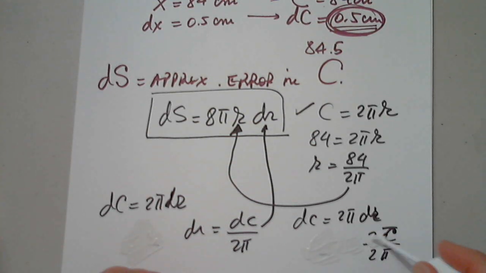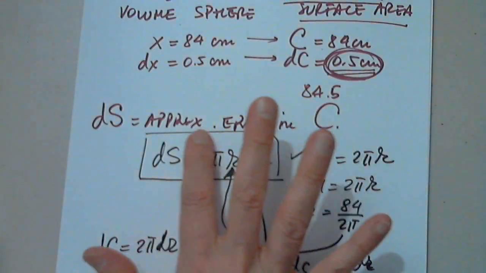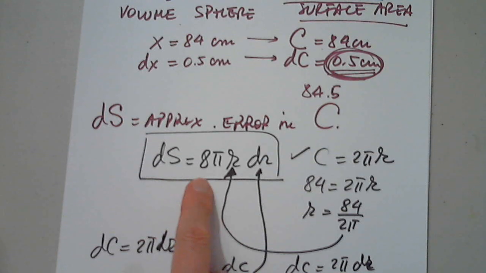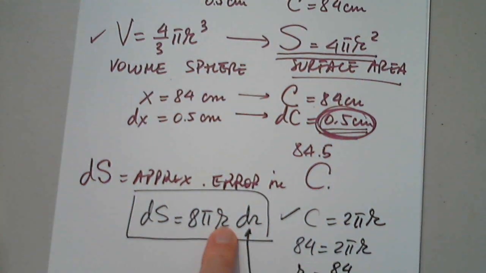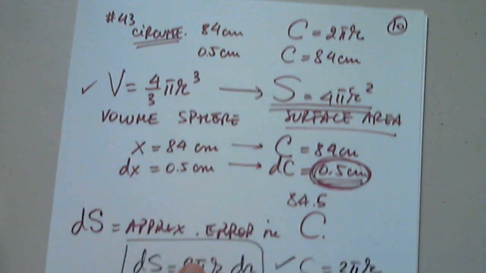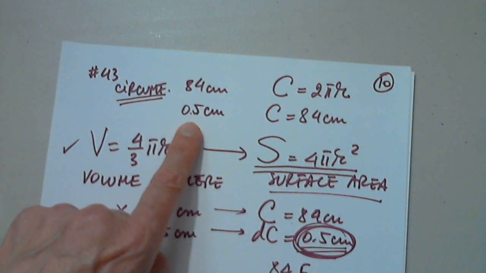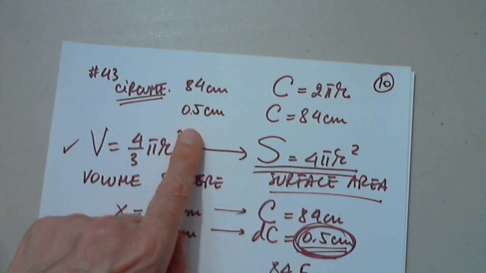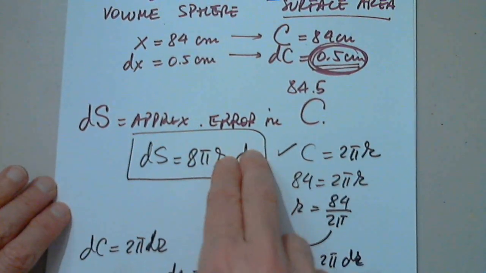So first we are asked again to find the approximate error in the surface area. So we determine the differential of S, 8 pi r dr. But now I have to determine these. I don't have the radius. I'm not given the radius. I'm given the circumference. I am not given the error in the radius. I'm given 0.5 for the error in the circumference. So I need to determine these two pieces.